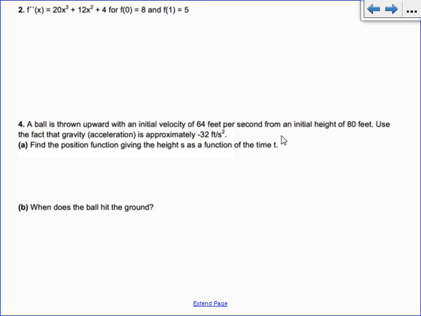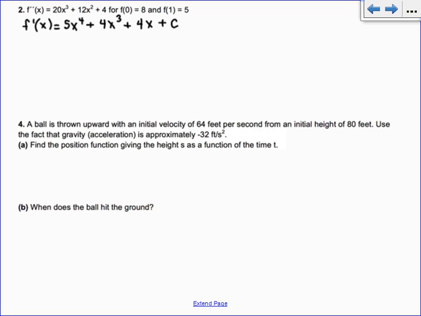So the next one I have f double prime. So I'm going to go all the way to f prime. So I'm going to have f prime of x is going to be x to the 4th. I would have a 1 over 4, but times 20 is going to be 5. I'm going to have x cubed. I'm going to have a 1 over 3, but times 12 is 4. 4x plus c.